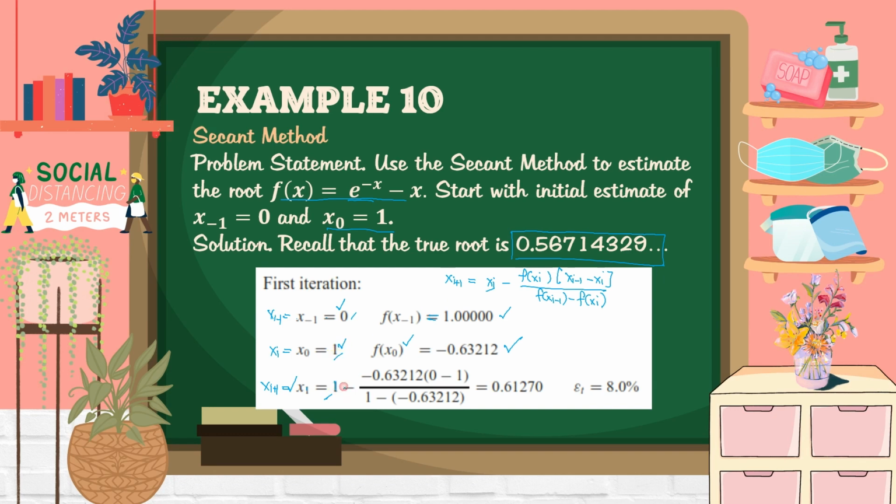So we have here 1 minus the fraction with the function of x sub i at the numerator, negative 0.63212, multiplied by the difference of 0 minus 1, all over the function of x sub i minus 1 minus the function of x sub i, which is 1 minus negative 0.63212. So we'll now have the value of x sub i plus 1 equals 0.61270, with a true percent relative error of 8%.